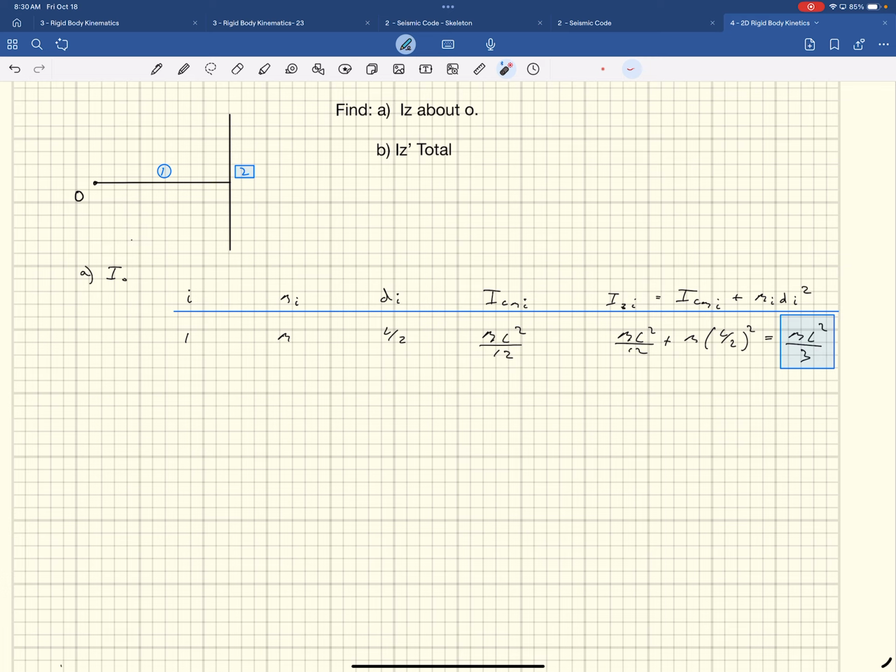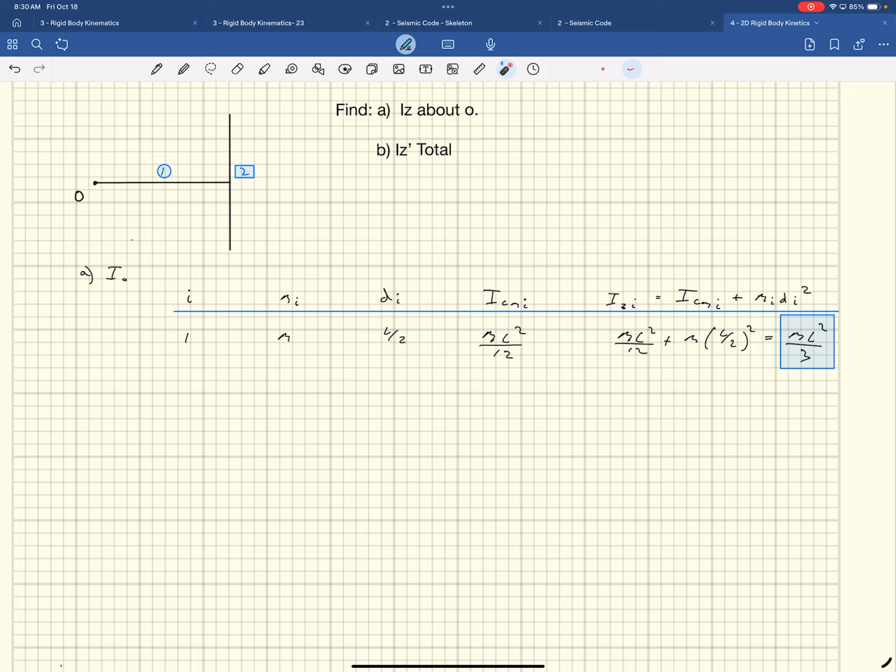You might notice that I could have just jumped. This is something that's in a table: a slender bar with its moment of inertia about its end. If that's in the table, I could skip this and go right to this. Just saying, I know this object's moment of inertia about its end is just ml squared over 3, and then you could just write that down. But if we didn't notice that, we would have to calculate like this.